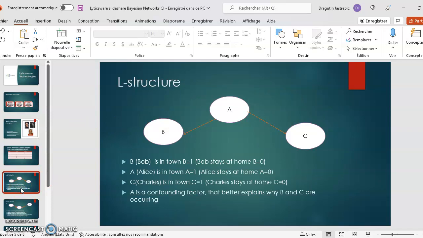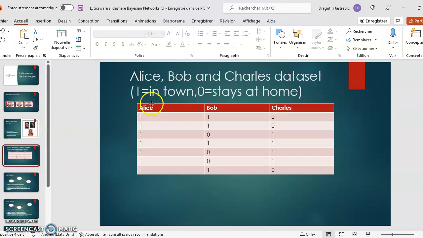First, the L structure. You can see that when Bob is in town, B is equal to 1, and when Bob stays at home, B is equal to 0. And the same thing for Alice and for Charles. So we can see several things here. For example, if we ignore this column, we can have a situation where both Bob and Charles are in town. There is one situation here, but there can be other situations.